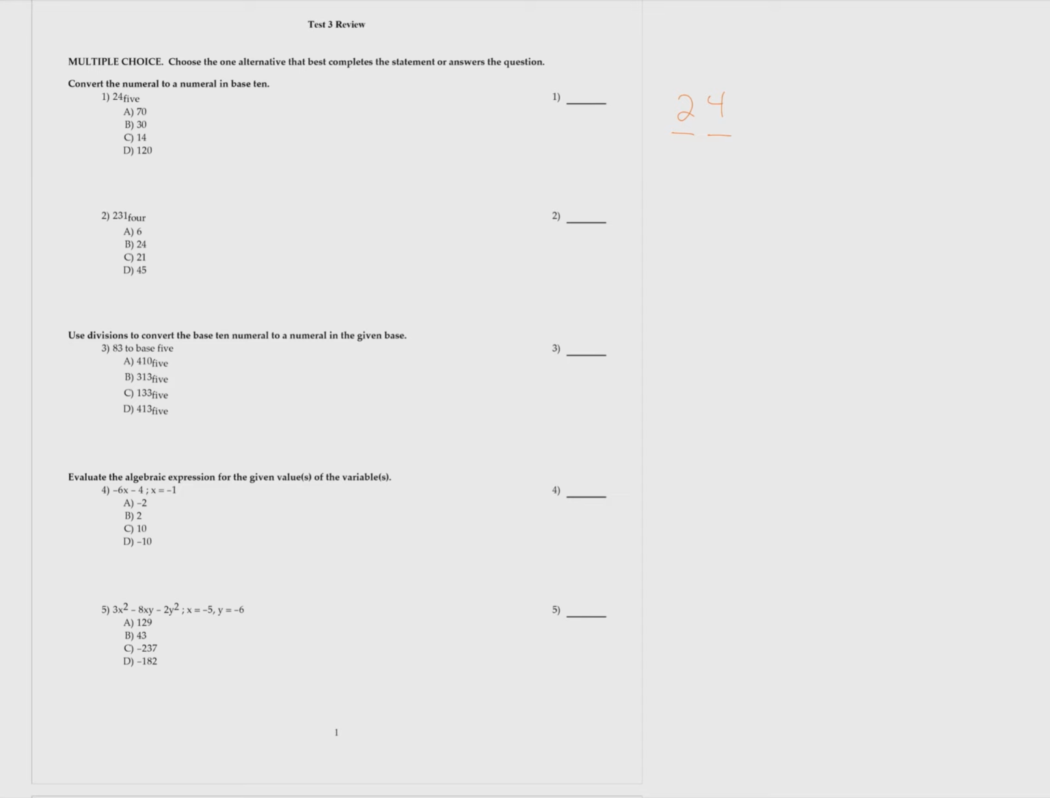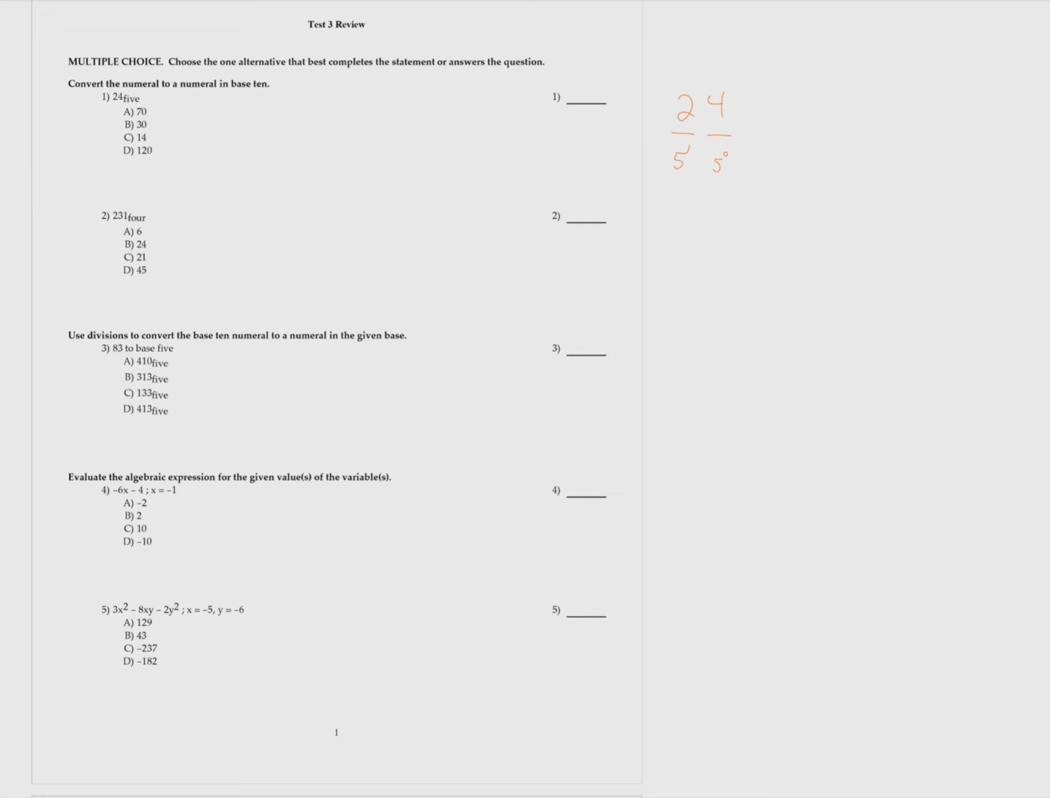Well, the same is true for any other base, right? So you have 4 ones. That's 5 to the 0 power, which is 1. That's worth 1 point. You have 4 of those. You have 2, not tens, but 2 fives, because it's base 5, 5 to the 1 power.